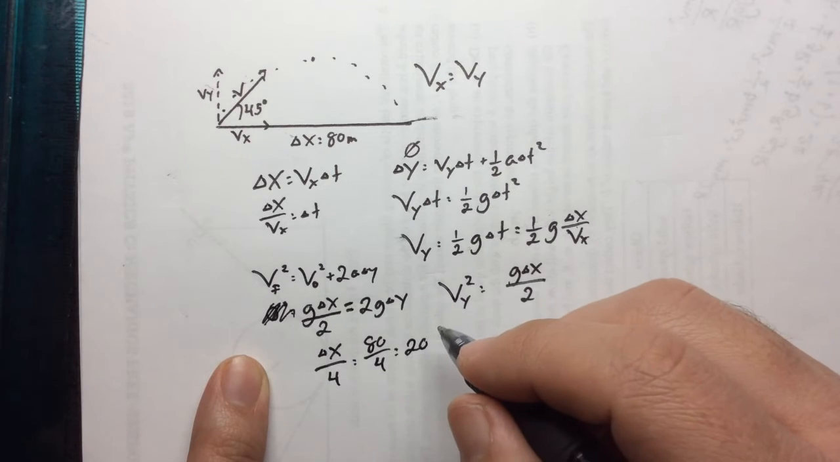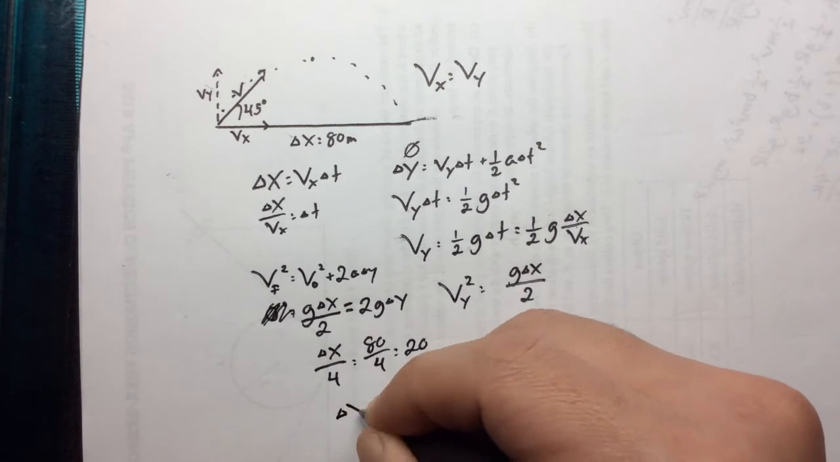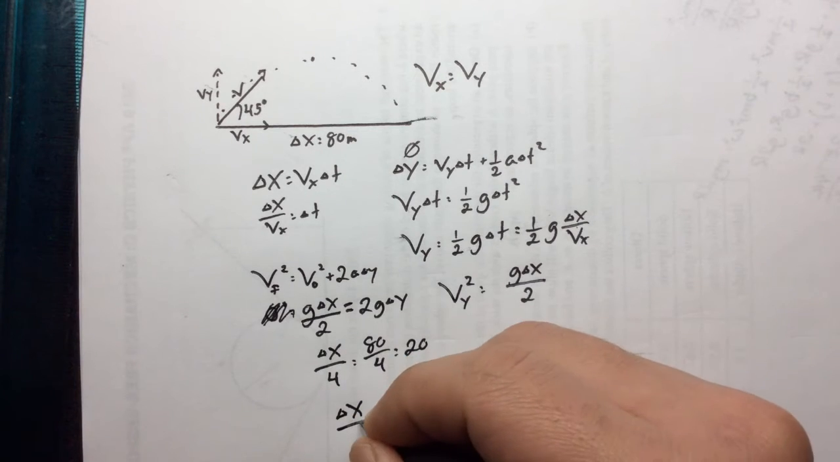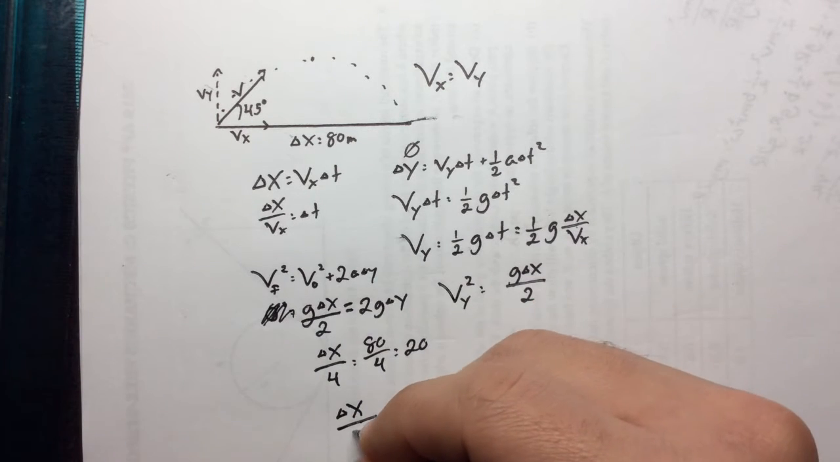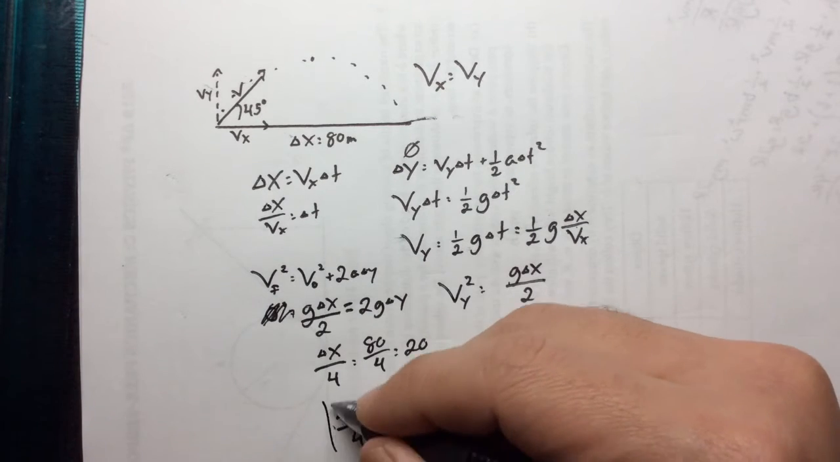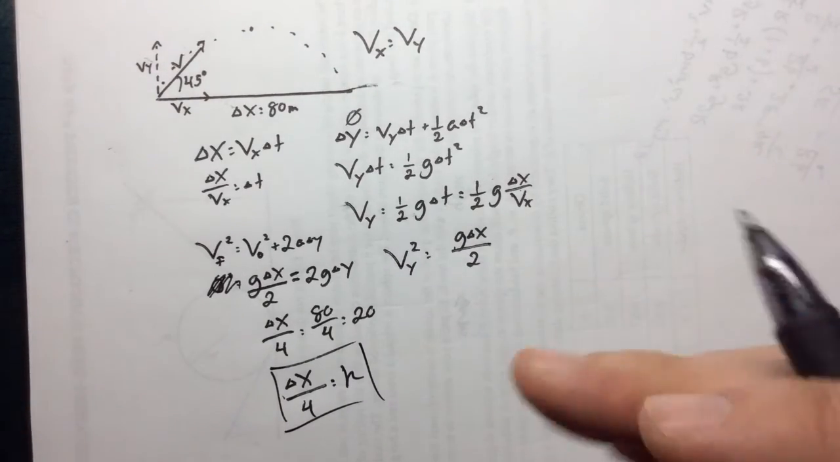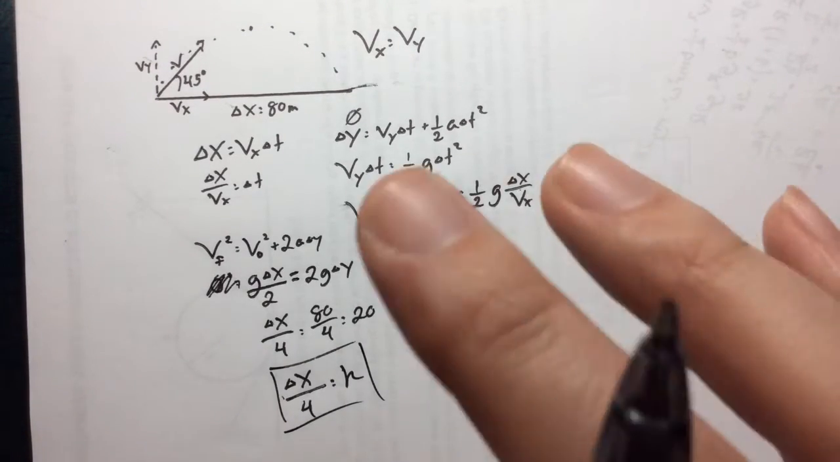So from that derivation, what we see is that the change in position divided by, well, 4 pretty much, should equal your max height. Okay, that could be something to either memorize or just could help you solve it faster. I'm not sure. That's the end of the problem.